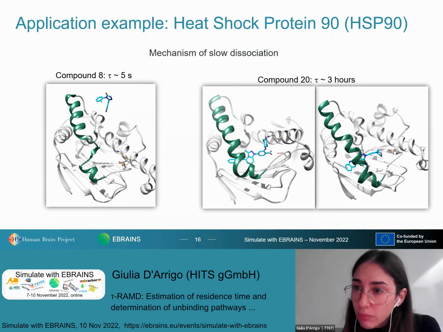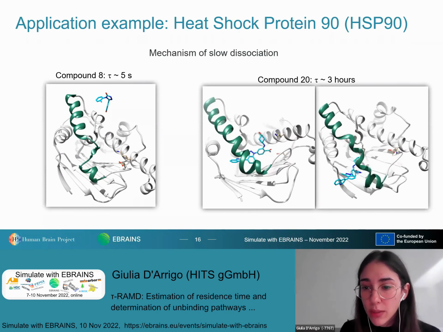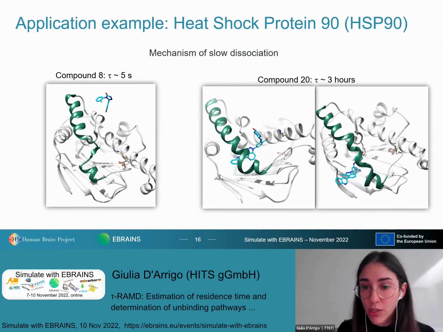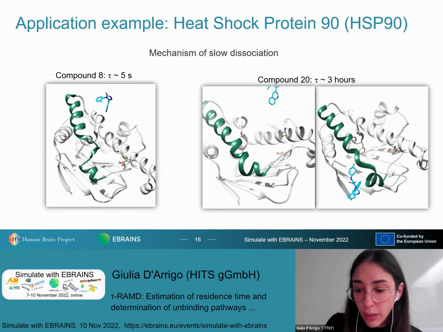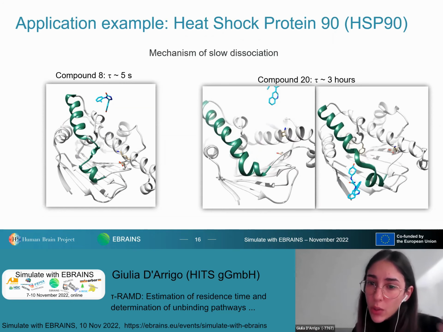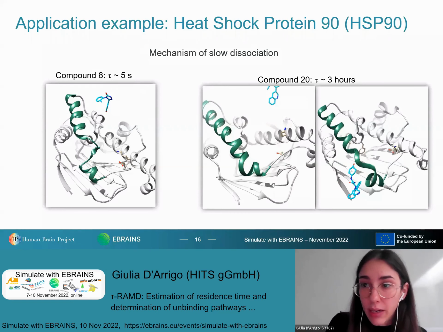And here you see 2 different trajectories because, as you can see here, our compound is taking 2 different pathways. So it can either egress through the top part or through the bottom part. So now let's investigate this a bit more in detail through our clustering analysis.